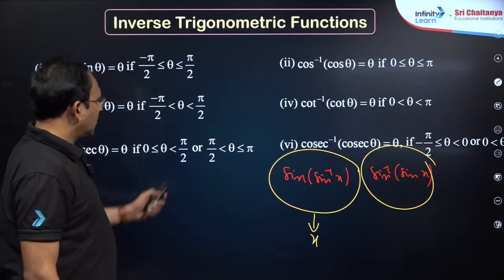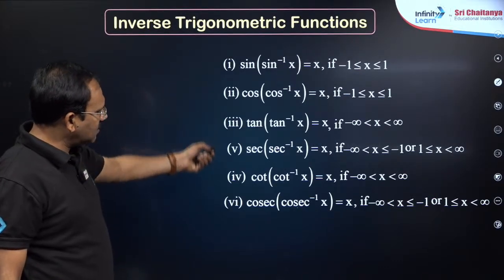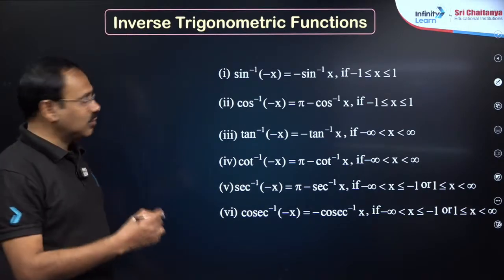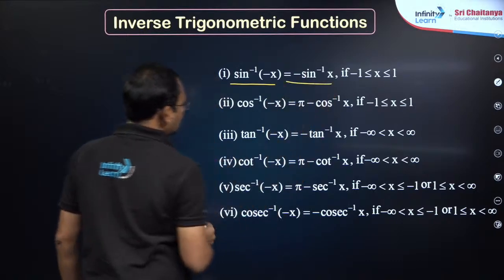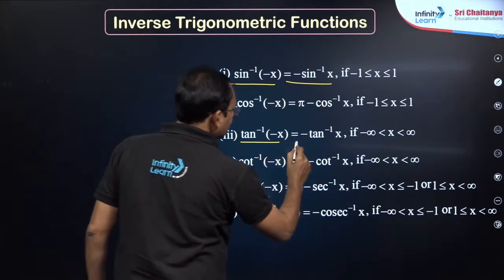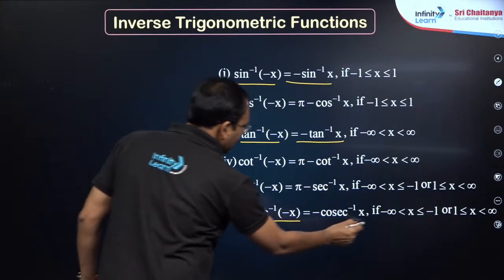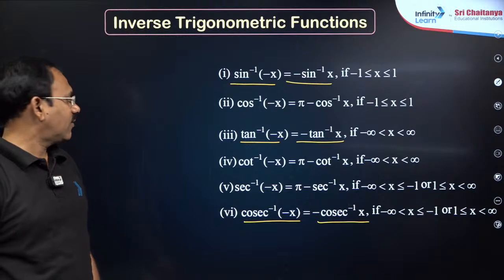So dear students, don't try to remember like this. Sin of sin inverse x is all x, nothing to worry. But I will come to those graphs. Before that, sin inverse of minus x is minus sin inverse x. Tan inverse of minus x is minus tan inverse x. And cosecant inverse of minus x is minus cosecant inverse x, because the range is minus pi by 2 to pi by 2.